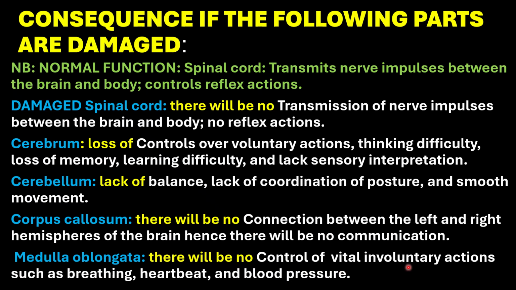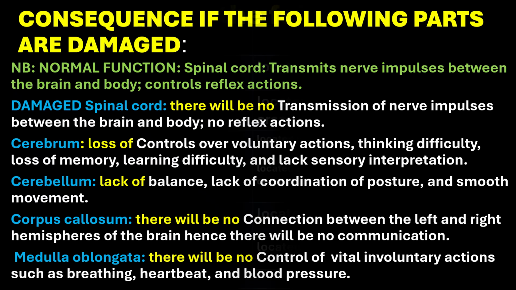It controls vital involuntary actions such as breathing, heartbeat, and blood pressure. If it is damaged, how will you explain it? You write the same functions. You have to know the functions itself, but then how do you assign it properly? You just insert the words. There will be no, then you add the functions. You write the normal functions. You are fine and you are good to go. So that means for you to explain, you need to know the functions. And once you know the functions, you can do both. You can write the functions itself and you can explain the consequence if there is damage.